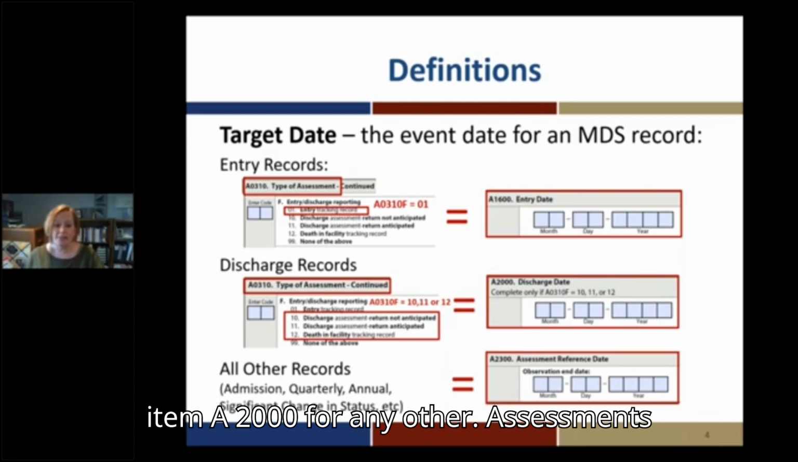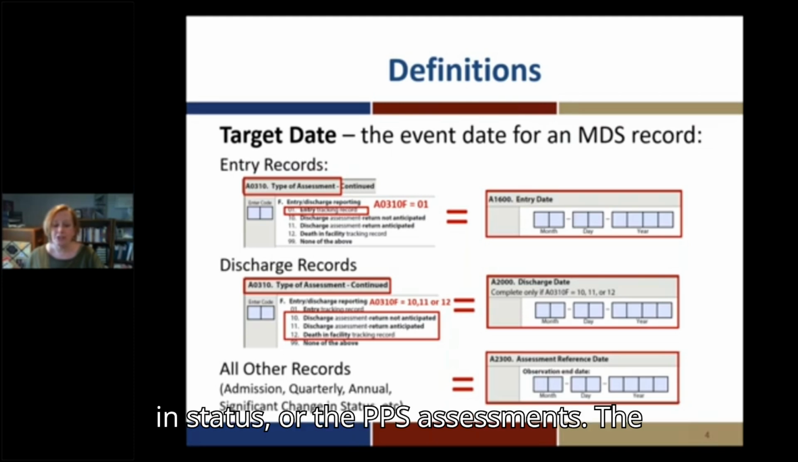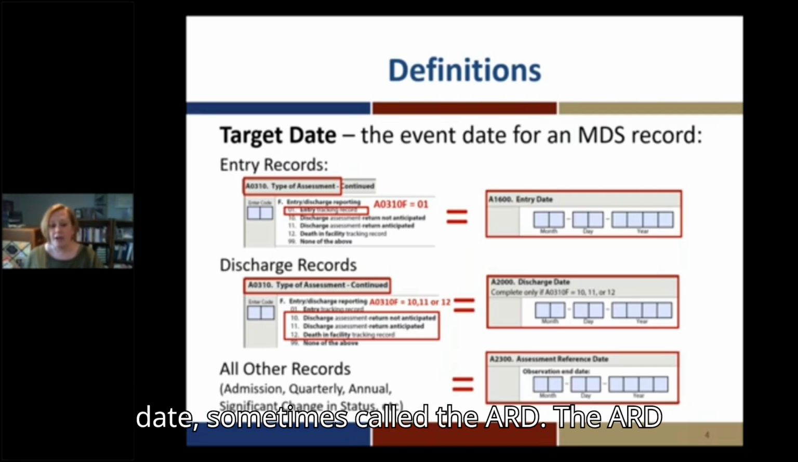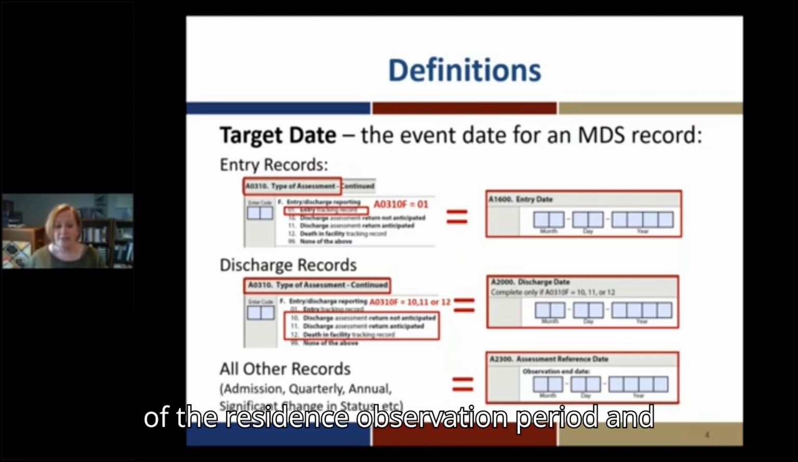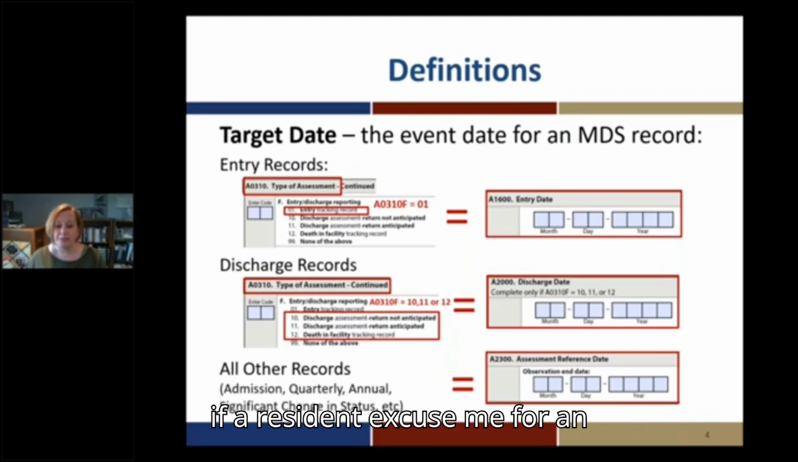For any other assessments, such as OBRA required admission, quarterly, annual, or significant change in status, or the PPS assessments, the target date is the assessment reference date, sometimes called the ARD. The ARD or target date is the last day of the resident's observation period and is MDS item A2300. For example, for an item on the MDS that has a 7-day look-back period, the information collected for the 7-day period will end on the ARD at midnight.